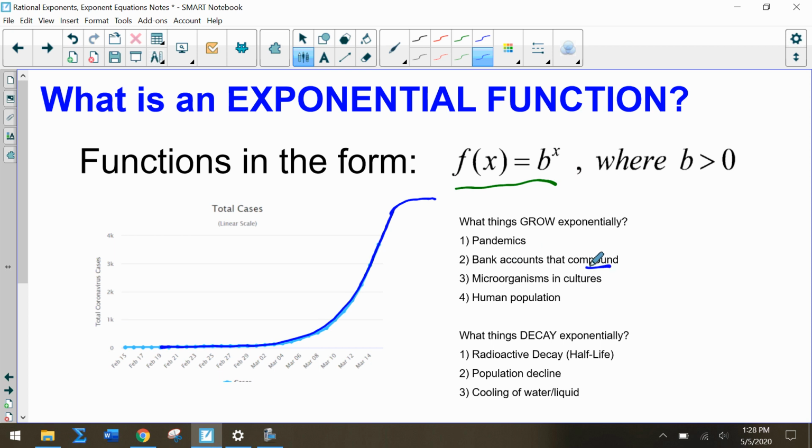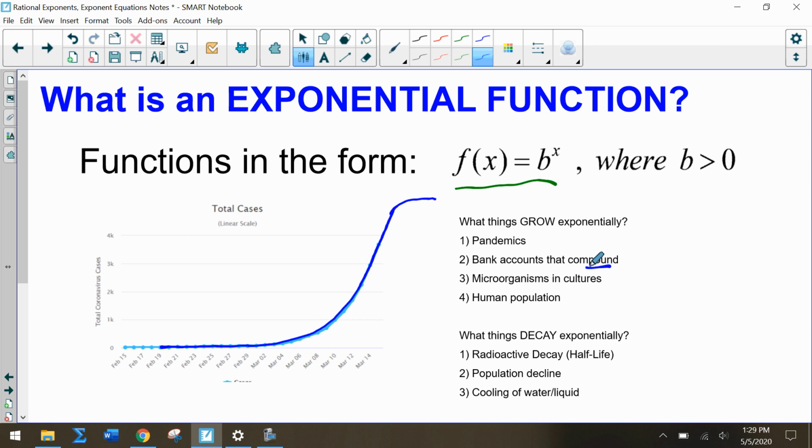Bank accounts that compound, we're going to be talking about that next week. Microorganisms in cultures, right? If you see bacteria increasing at a rapid pace, that's potentially exponential growth. Human population. And then some things that decay exponentially, radioactive decay. So we're going to talk about taking half-lives of radioactive materials. So it kind of goes into, we're going to discuss the Chernobyl incident in the Ukraine, when was it safe to go back into that area after the nuclear meltdown? Population decline, and then also cooling of water and liquid.